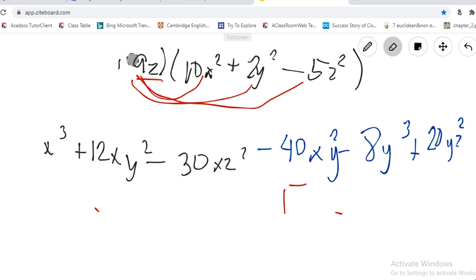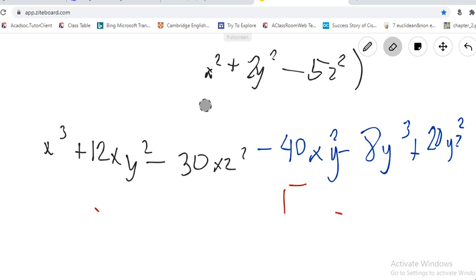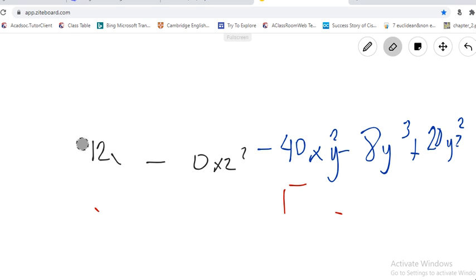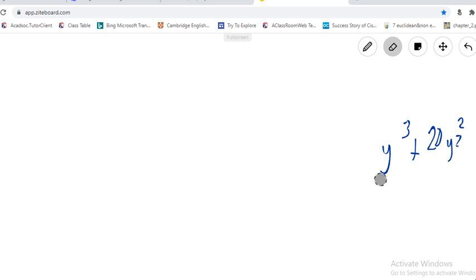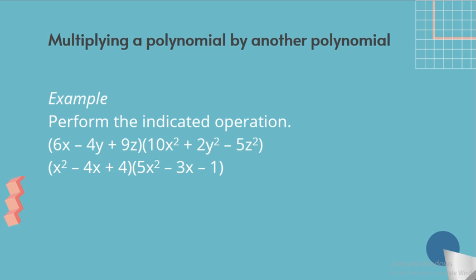Again, try to answer it on your own. I will upload the PowerPoint presentation together with the solution for each example. Okay, let's have the last example. This one is the last one.